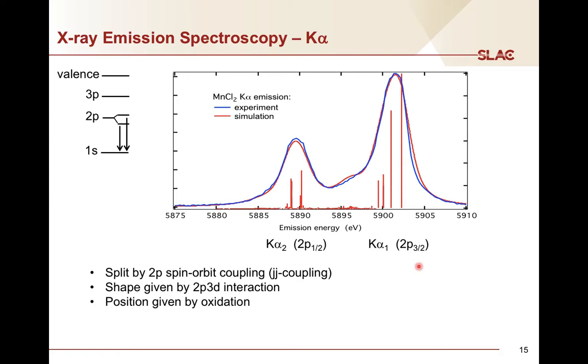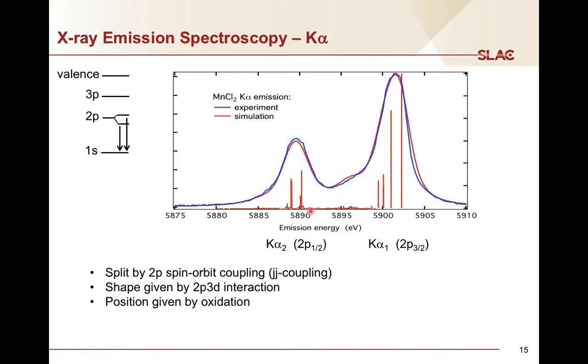Let's start with K alpha. The K alpha is, as I said, the decay of the 2p into the 1s, which leaves the 2p hole, which has L equals 1 and S equals 1/2. So you have spin-orbit coupling of 3/2 and 1/2, which is strong. Actually L and S aren't good quantum numbers anymore, but J is 3/2 and 1/2. So we are in the jj coupling regime, which means we talk about two energy regions, one with J equals 3/2, which is K alpha 1, and one with J equals 1/2, which is K alpha 2. They're split by the 2p spin-orbit coupling.